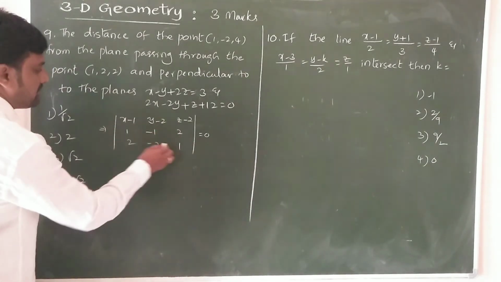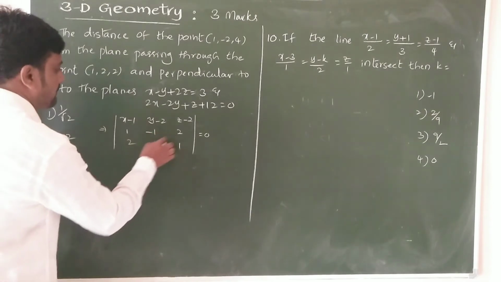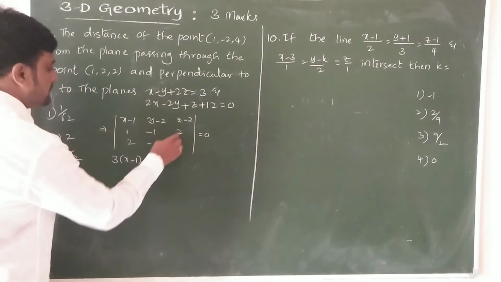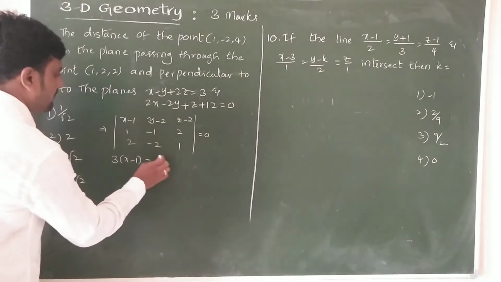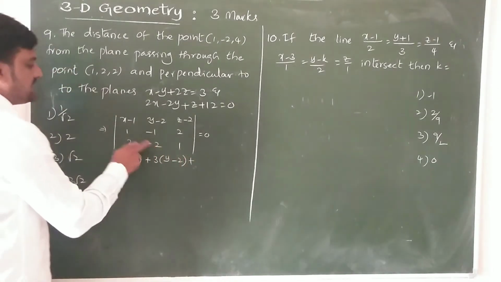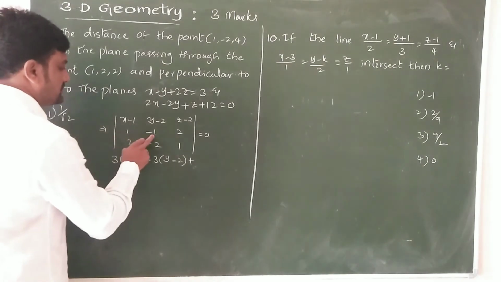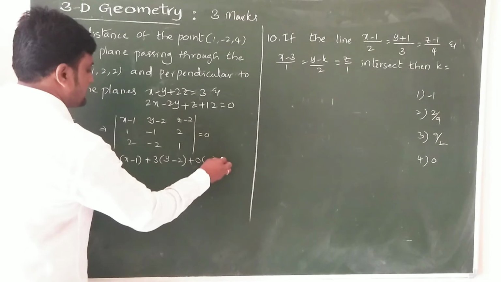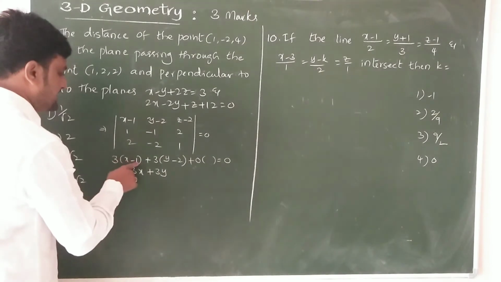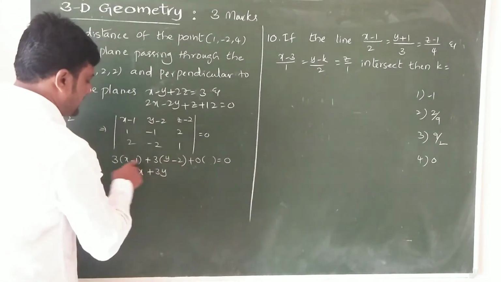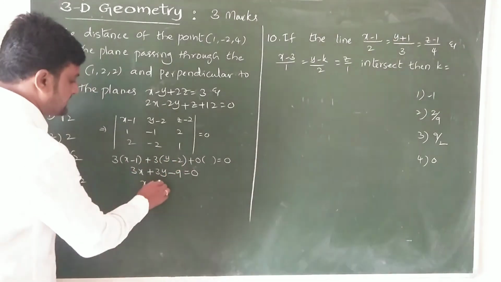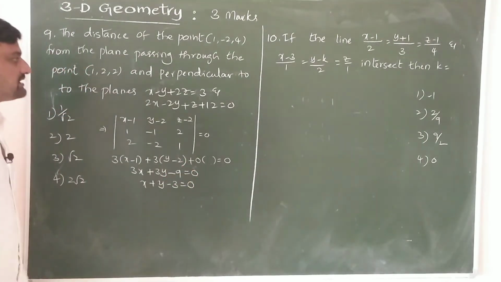Now minus 1 into 1 minus 1... plus 4, 3 into x minus 1, minus 1 minus 4, minus 3 plus 3 into y minus 2, plus minus 2 into 1 minus 2 plus 2 is 0. No need to take z1. Okay, equals 0. So it is 3x plus 3y minus 3 minus 6 minus 3 minus 6 minus 9 equals 0. Then it is x plus y minus 3 equals 0, our required plane.